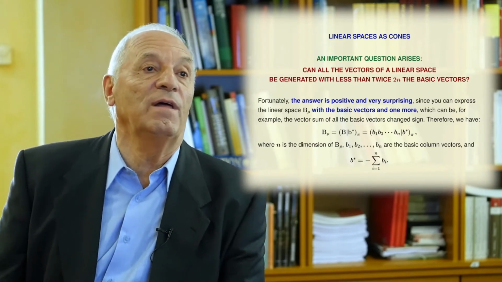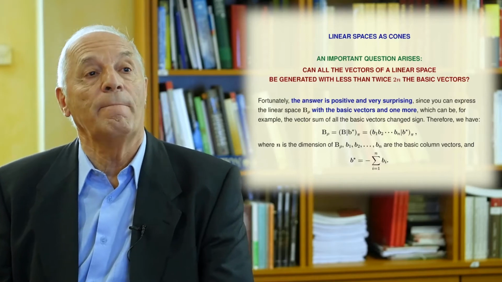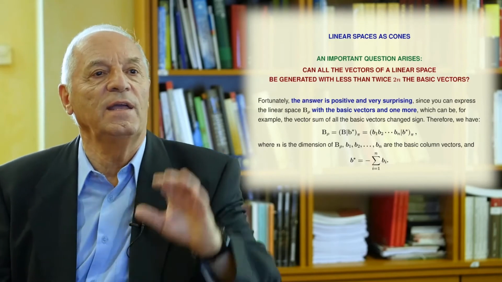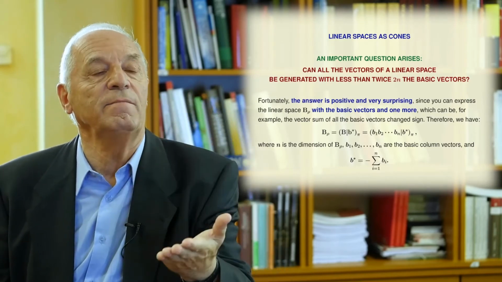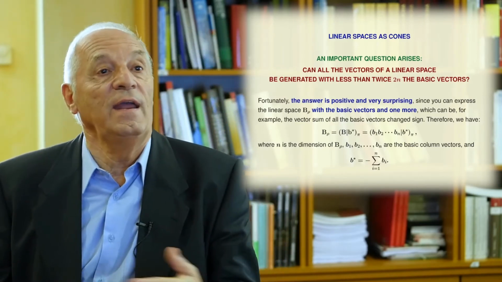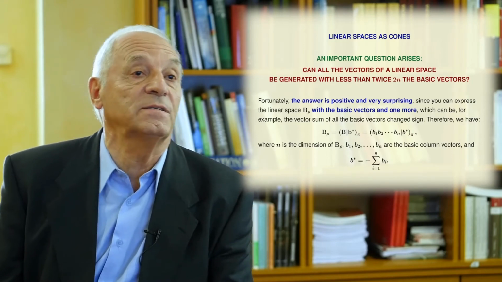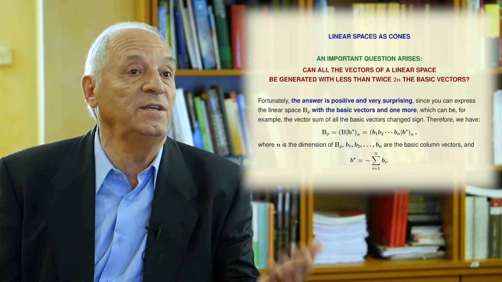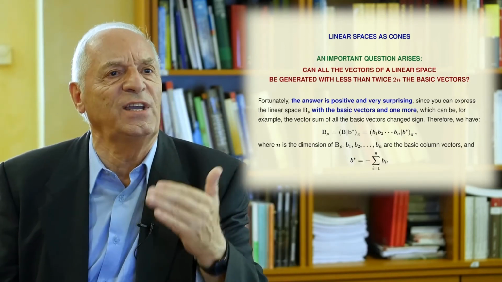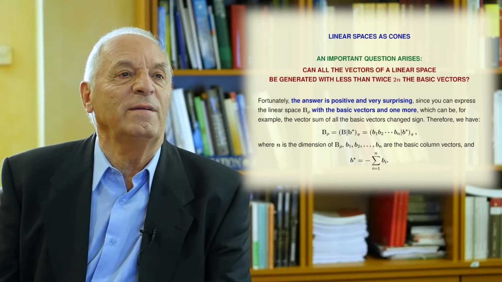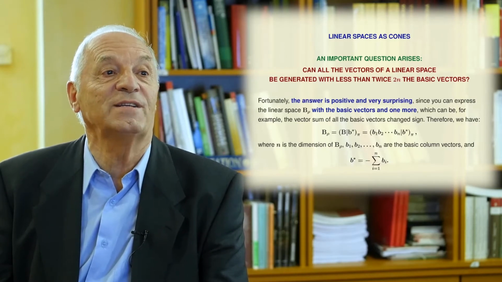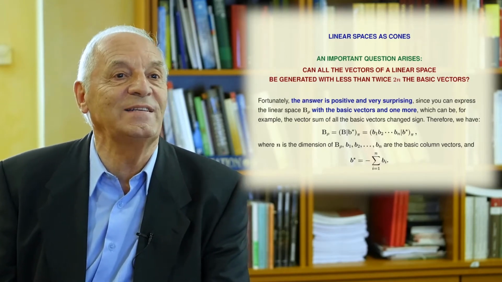Of course, immediately you can think the following. If I have a basis for the linear space, I can duplicate the vectors, taking the basic vectors but changing sign, and then I can use non-negative coefficients to write any vector in the linear subspace. Because when it is positive, I use the basic vectors, and when it is negative, I use the other vectors with sign change. However, there is an interesting question. Can all the vectors of a linear space be generated with less than twice the basic vectors?